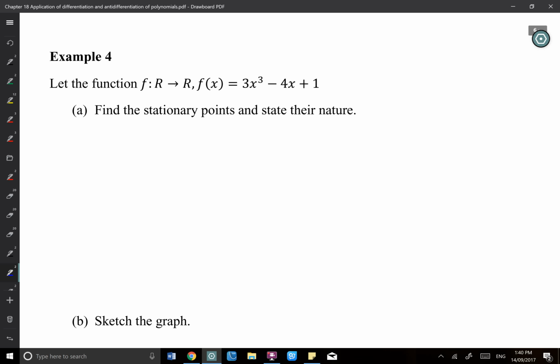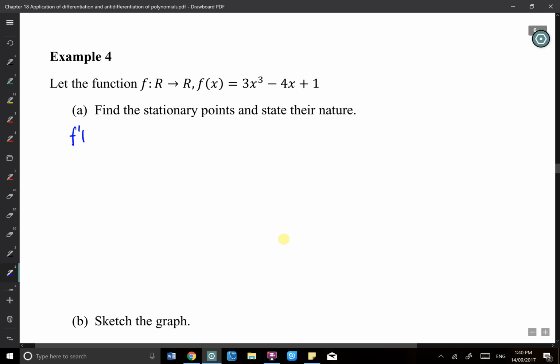So to find stationary points, what do we need to do? How do we find stationary points? Set the derivative equal to 0. So f'(x) equals 9x squared minus 4, and 9x squared minus 4 equals 0. x squared equals 4 over 9. x equals plus or minus 2 over 3.